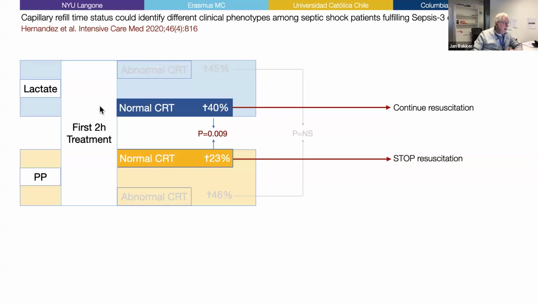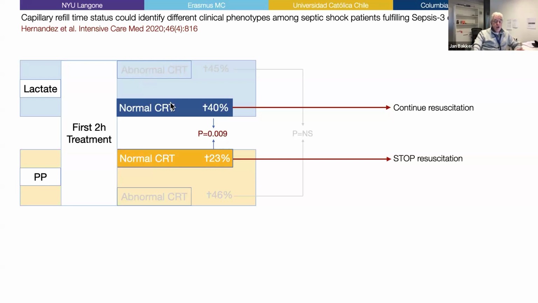End of treatment. In lactate, if your lactate did not decrease by 20% or was not normal, you continue to resuscitate: fluid, WTB, norepinephrine. In the patients that had normal capillary refill time in that group, so no significant change in lactate, but normal capillary refill time, you continue treatment, you almost have double mortality. And so that's a very worrisome element of treating patients basing your treatment on changes in lactate levels, and especially if capillary refill time is normal.